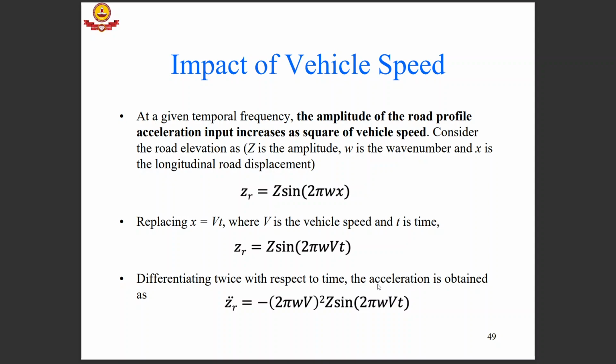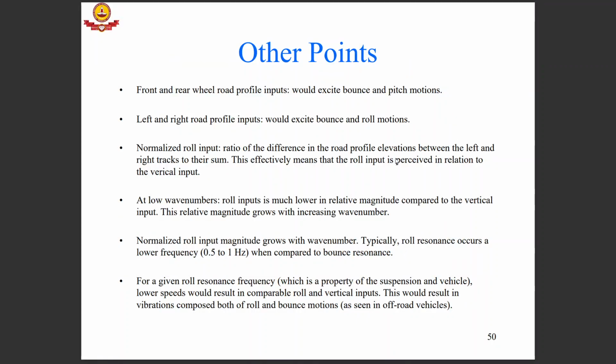If we differentiate it twice, we get the acceleration, the vertical acceleration imparted by the road. As you can see, its frequency depends on the vehicle speed, and its amplitude is proportional to square of vehicle speed.